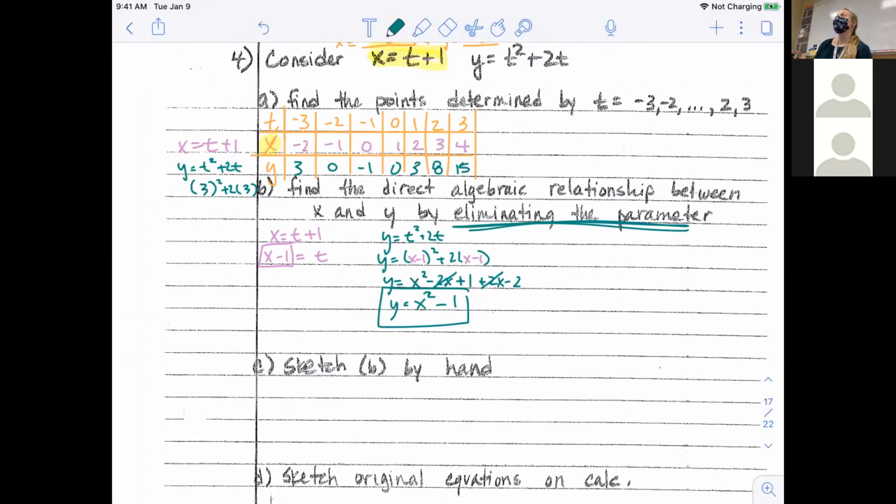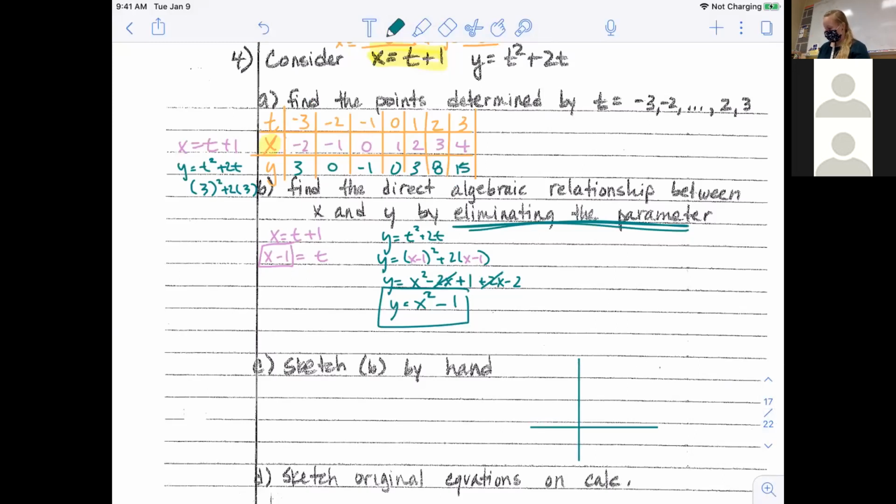Yeah, it just says find the algebraic relationship, which is just an equation. Now everything's in terms of x and y, and that looks familiar to us, right? y equals x squared minus 1. Then it says sketch it by hand. Oh, we can do that. We can sketch that graph. What's that going to look like?